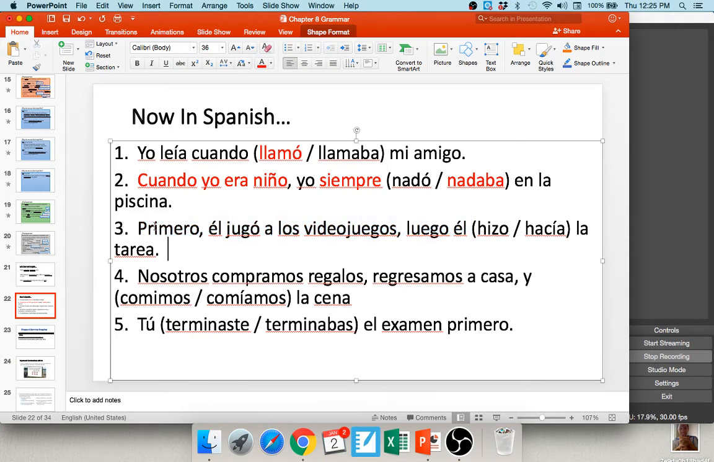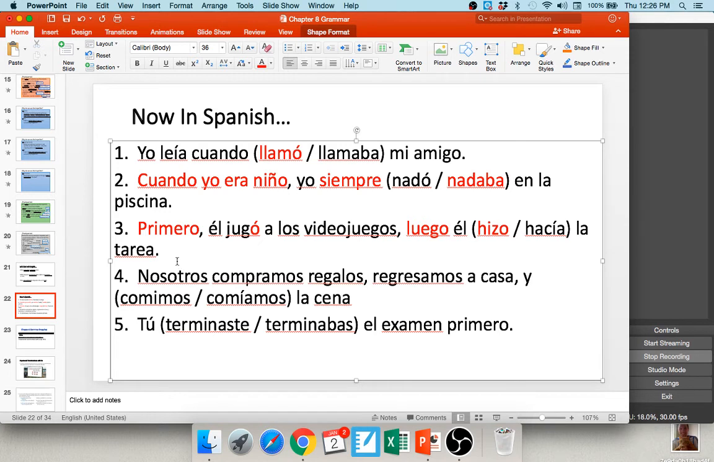There's a few clues here that should tell you this is the preterite. You have primero and luego, which are both transition words. You also have a preterite statement in the beginning, which is a hint. And you can see that this is sort of a series of events. He played video games and then he did his homework. It should be preterite with hizo.